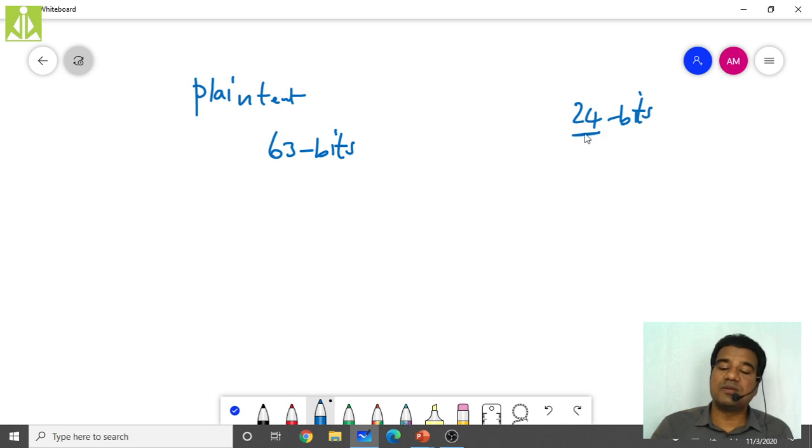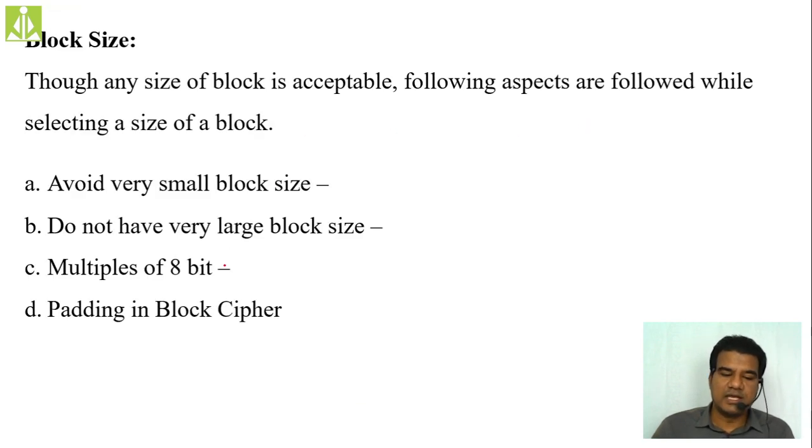Generally the block size is going to be in multiples of 8 only. Take the block size in multiples of 8 bits, don't take any other size. The block size should be a multiple of 8, because your computer will process data in multiples of 8 bits only. Every byte in your computer is 8 bits, and using 8 bits we can represent all English characters and all symbols on your keyboard very efficiently. So our block size should be a multiple of 8 bits.